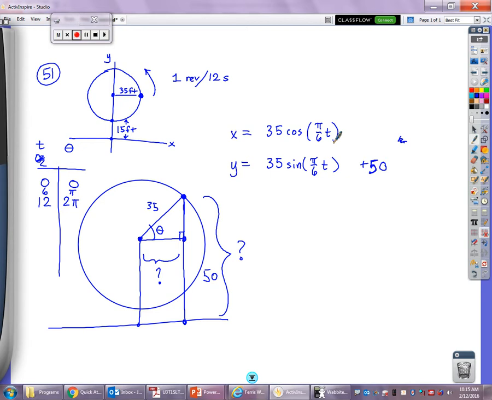Let's just confirm that this is doing the thing we want it to do. If t is 0, are we in the right spot? Plug in 0 and verify that we really are located here. Yes? Plug in 12 and verify that we're there again. Plug in a fourth of 12, plug in 3 seconds to verify that we are in fact right there. Are we? You plug in 3, you'll get pi over 2 in both of these. And the cosine of pi over 2 is 0, and the sine of pi over 2 is 1.